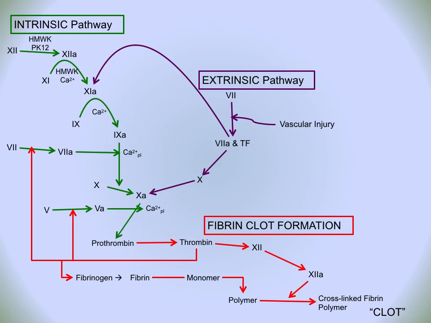The extrinsic pathway is much simpler. It's so simple that all we need is some sort of vascular injury. Vascular injury activates 7 and what's referred to as tissue factors. 7 and tissue factors will then activate 10 and 11, and we have the same exact cascade of events that we saw within the intrinsic pathway. The reason the extrinsic pathway is much simpler is that it's attempting to ensure vascular integrity. That way we will not have excessive fluid loss due to some sort of vascular injury.